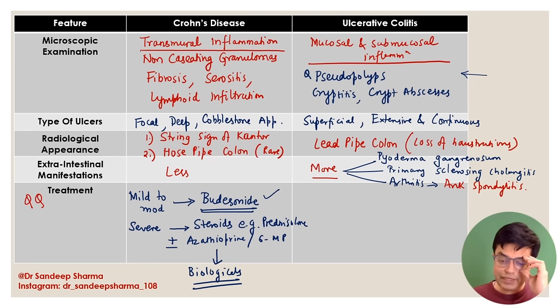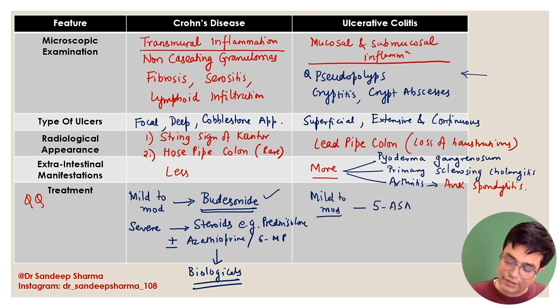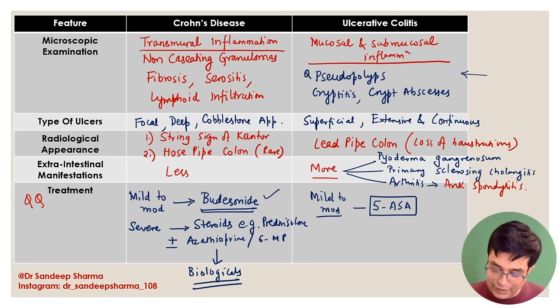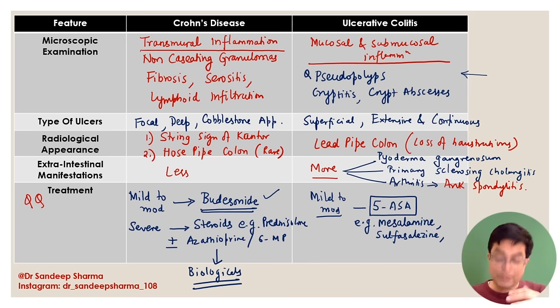On the other hand, in ulcerative colitis, in case it is mild to moderate patient, you will find that 5-ASA based agents are the initial therapy of choice. 5-ASA is 5 amino salicylic acid. Iske typical example hote hain mesalamine. Another drug is sulfasalazine. Not very popular, but sabse pehle ye use hota tha. And aaj ka ek aur drug hai balsalazide.